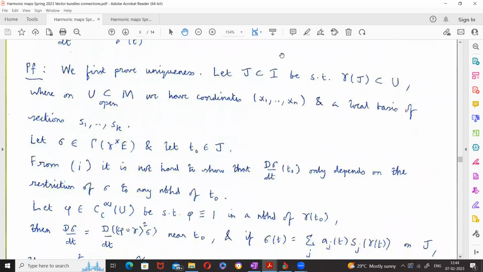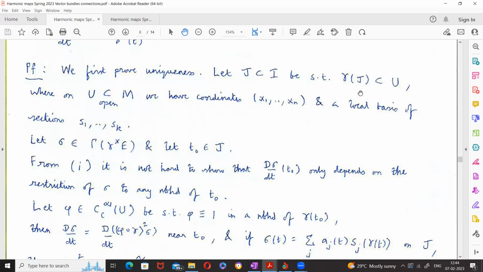Okay. So let's take an interval J in I, such that gamma of J is contained inside an open set U, where we have coordinates x1 to xn and a local basis of sections s1 to sk. So we can do this by choosing J small enough, right? So that gamma of J is contained inside a nice open set U like this. Okay. So let sigma be a section along gamma over I, and let t naught be a point in J.